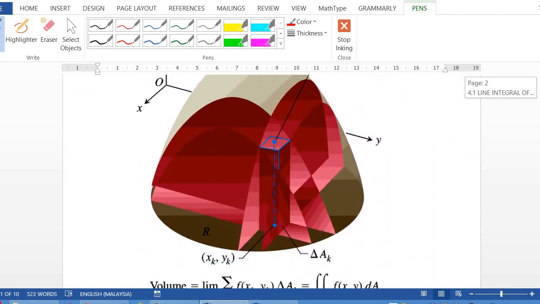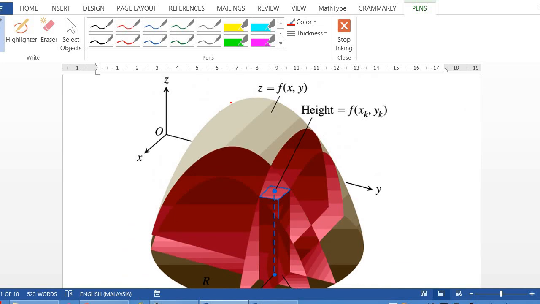Like this, you have the surface z as the top surface, and the bottom surface is z equals 0, the xy plane. When you project the surface parallel with the z axis, you get the region R on the xy plane. The area of region R times the height gives you the volume under the surface z equals f(x,y), bounded on the xy plane.